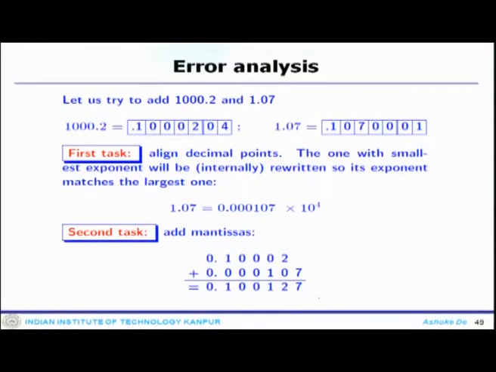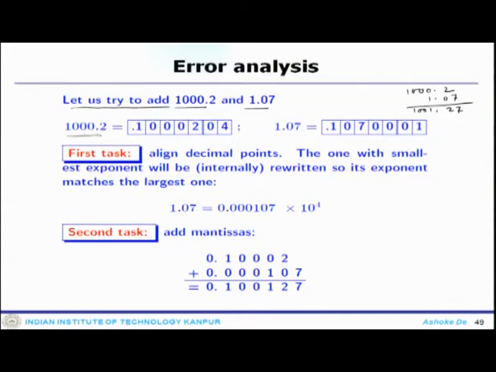Now, let us try to add 1000.2 to 1.07. Arithmetically one can do this very easily: 1000.2 plus 1.07 should give me 1001.27.